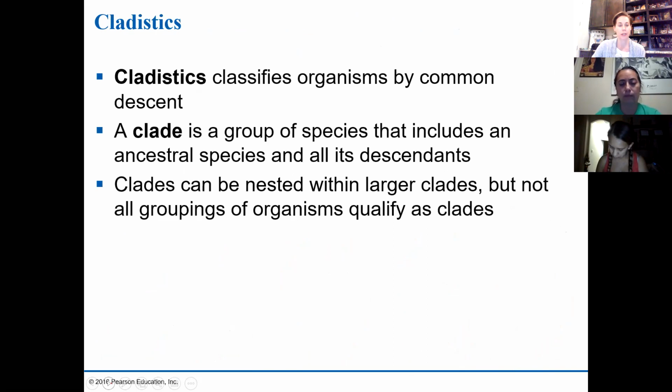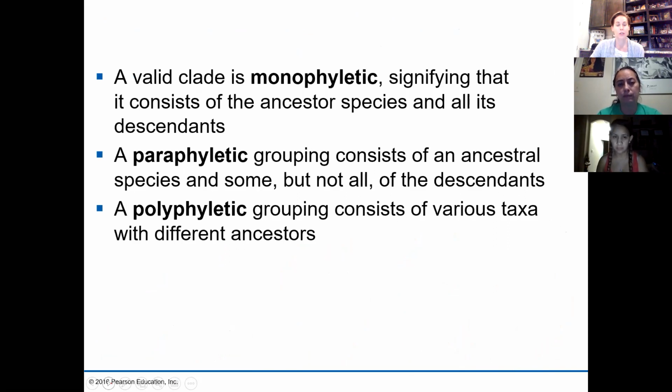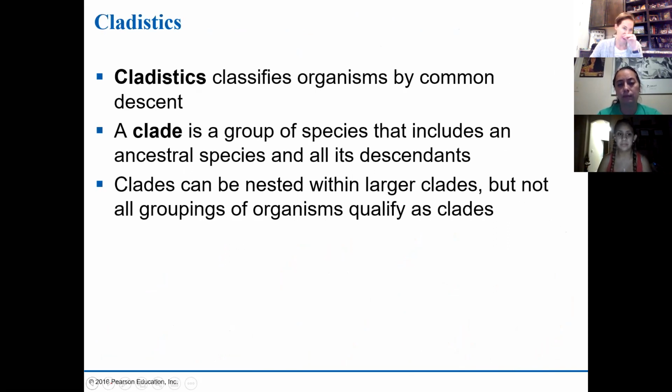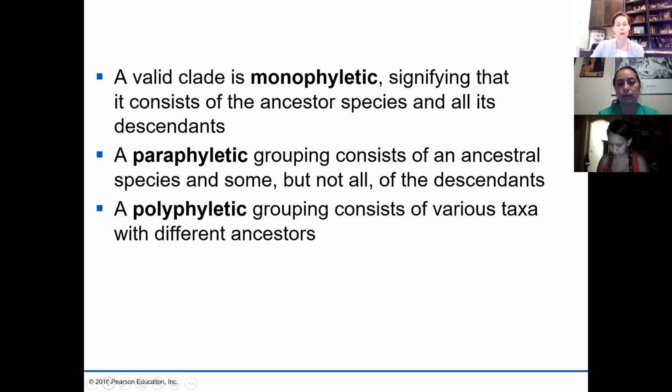Cladistics classifies organisms by common descent. We've been looking at this when we've been looking at the phylogenetic trees. There are different types of clades. A clade is a group of species that includes the ancestral species, the dead one, and all of its descendants after that. And so there's a monophyletic clade, paraphyletic, and polyphyletic.